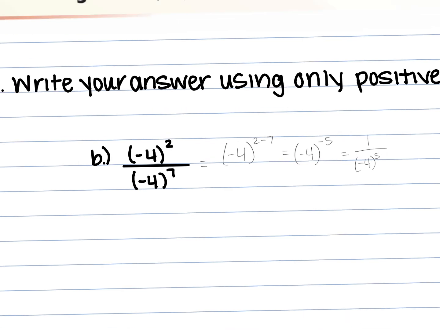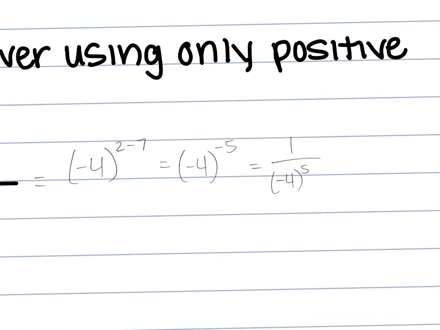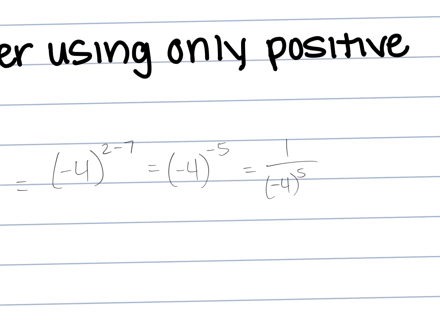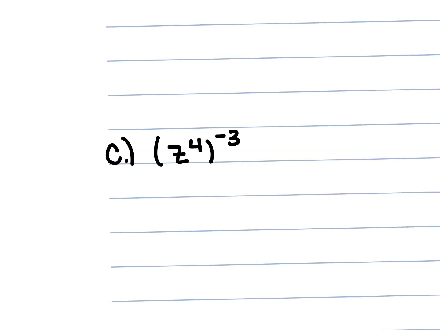Okay? All right. Now, do we have to multiply negative 4 times negative 4 times negative 4 times negative 4 times negative 4? No. Why not? Because the exponent is higher than 3. Okay? 4 or more, don't touch it. Just leave it. Okay? All right, let's do another one. Let's do C.